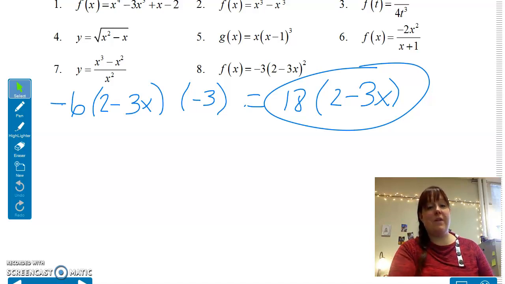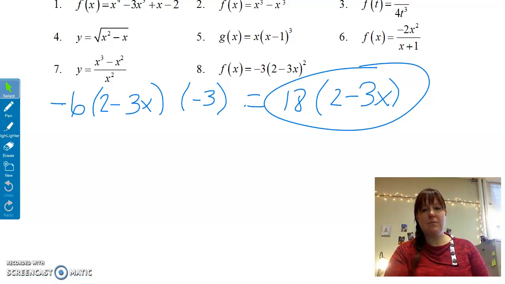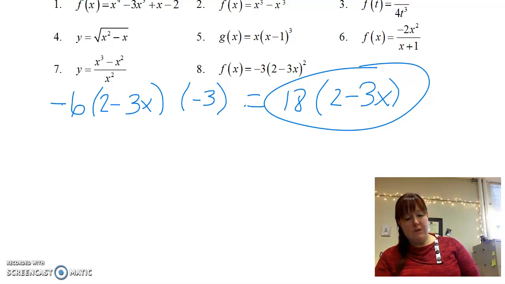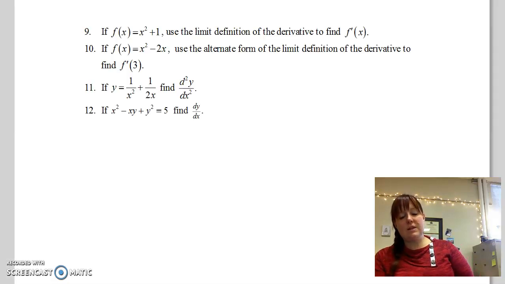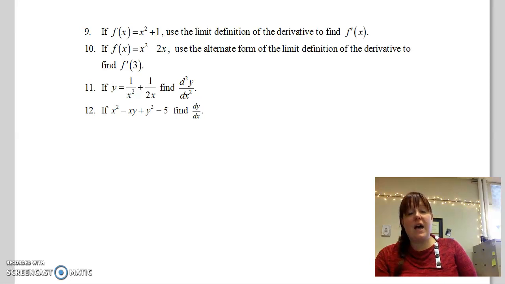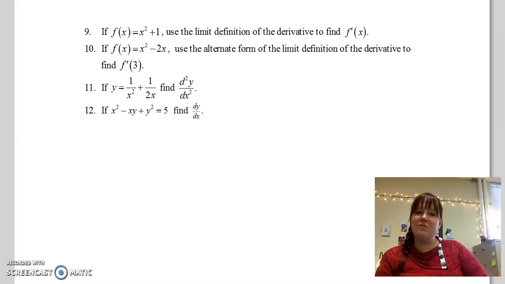All right, guys, let's do some more review, okay? Here we go. Number 9. Use the limit definition of a derivative to find f prime. Oh, you hate the limit definition of a derivative.